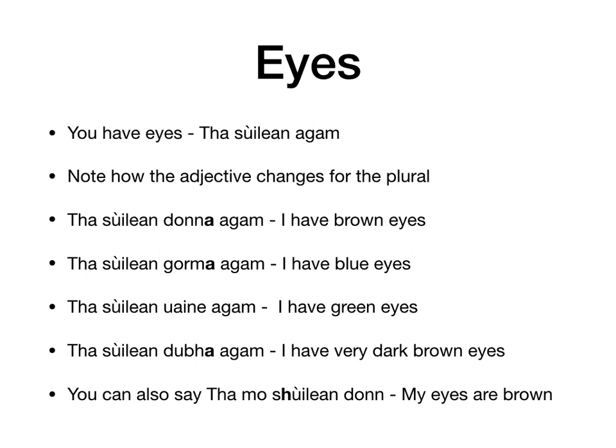You could also say ha mo shulin down. That means my eyes are brown. Okay? That's a structure which we haven't addressed quite yet, but you could also use that one.